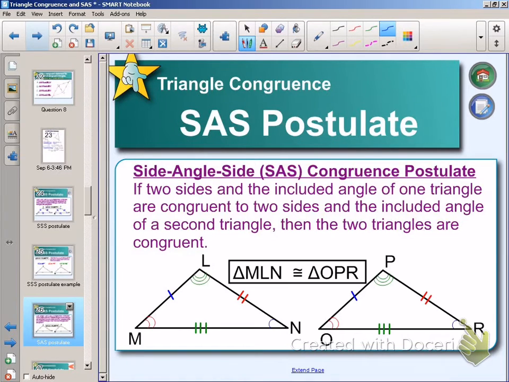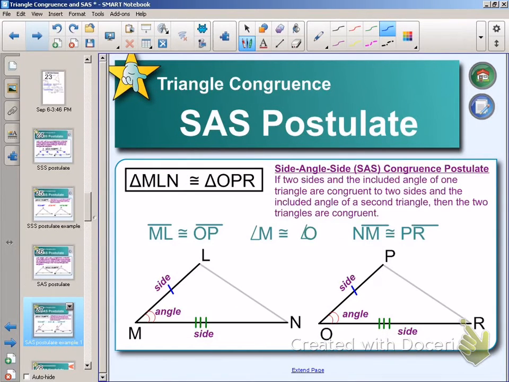Now, what about the side angle side postulate? If two sides and the included angle of one triangle are congruent to two sides and the included angle of a second triangle, then the two triangles are congruent. So here's the example. Side angle side: if we know that LM is congruent to OP, and that angle M is congruent to angle O, and that side MN is congruent to side OR, we have to be able to say that the two triangles are congruent.